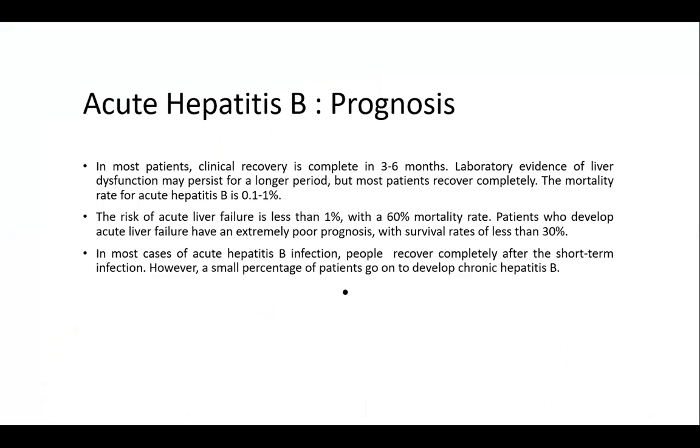For the prognosis, in most patients, clinical recovery is complete in 3 to 6 months. Laboratory evidence of liver dysfunction may persist for a longer period, but most patients recover completely. The mortality rate for acute hepatitis B is 0.1 to 1%. The risk of acute liver failure is less than 1% with a 60% mortality rate. Patients who develop acute liver failure have an extremely poor prognosis with survival rates of less than 30%.